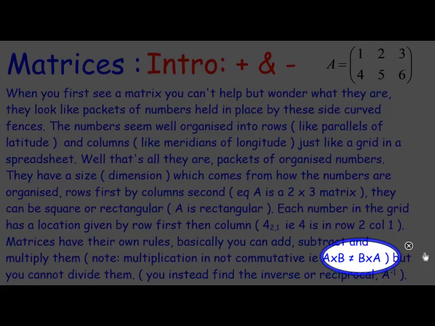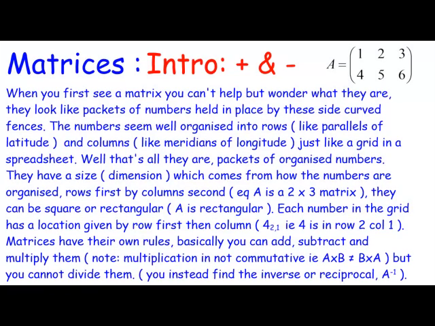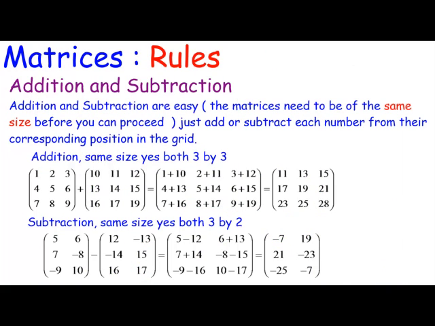So we have to be careful when we multiply them, and we can't divide them. To get around this, we use a sneaky idea: finding the inverse or the reciprocal, A to the minus 1. We can multiply on the left or the right by the inverse, and you'll see later when we start doing multiplication that this is quite an important idea. Let's have a quick look at some of the basic rules.